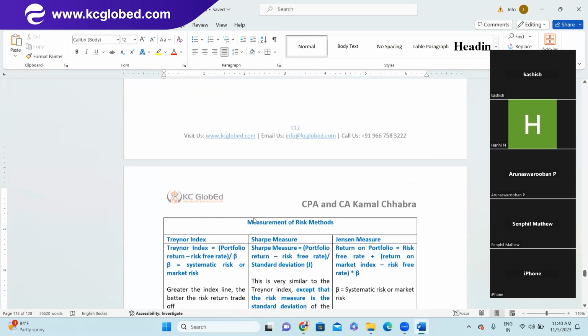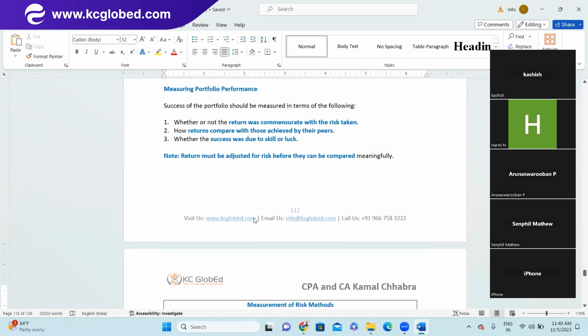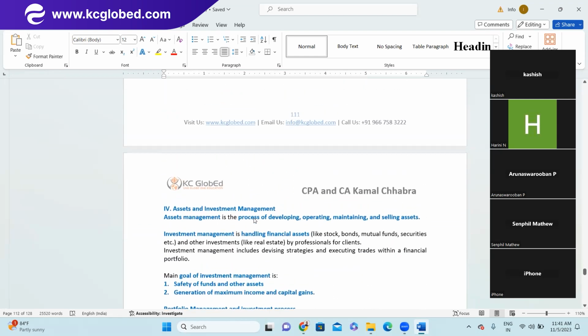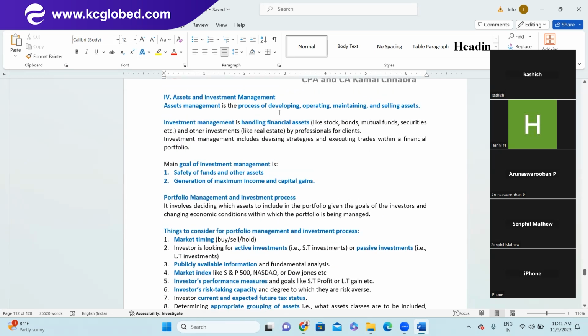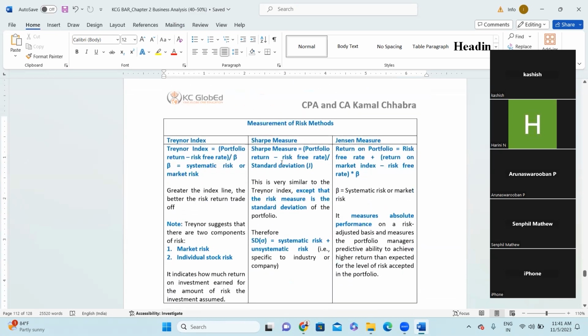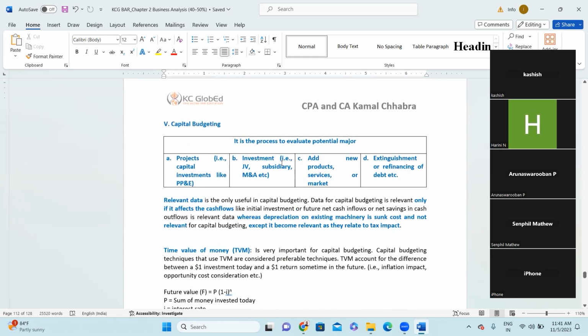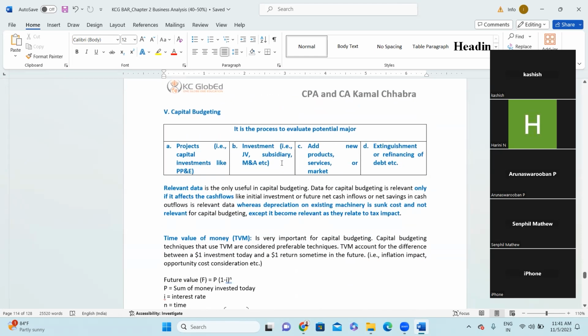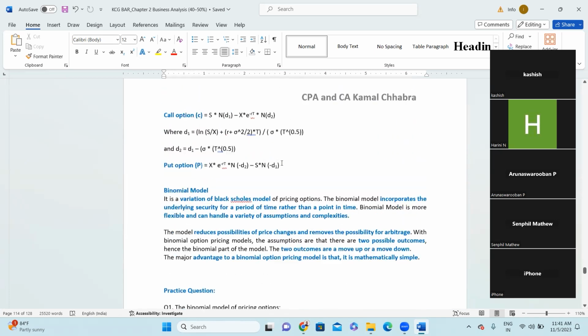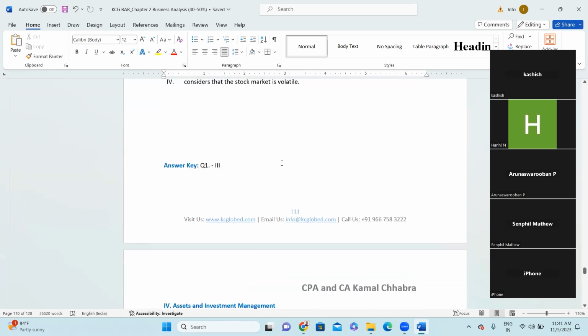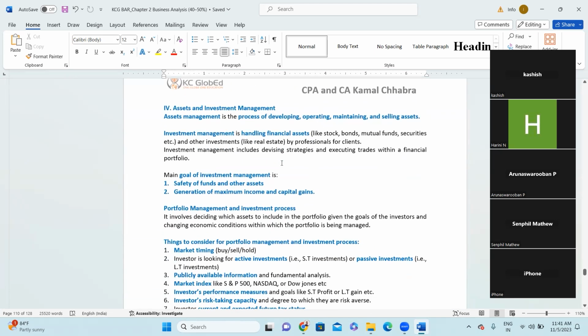Okay, so this is about measurement of risk, right? We are done with asset and investment management. Now we are jumping on to the next topic, which is capital budgeting. But any doubt before we jump onto the new topic? Sorry, asset and investment management. Any doubt you guys have? No, sir, clear. Okay.